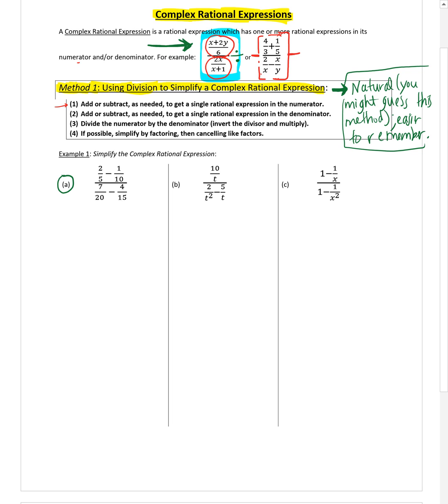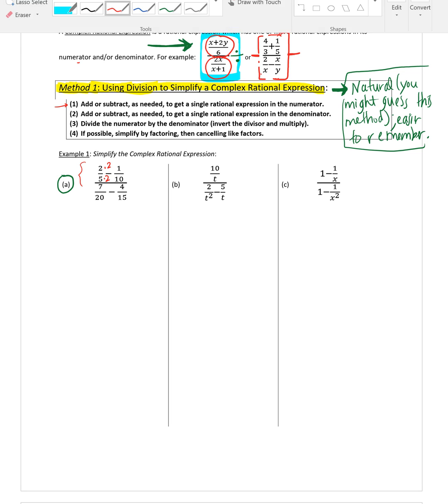So pretty much they mean get a common denominator. In the numerator you've got 2/5 minus 1/10. I want to combine those into one fraction by adding or subtracting them. So I'll do that first. Between their denominators, 5 and 10, the common denominator would be 10. I'll have to multiply the numerator by 2 and the denominator by 2.